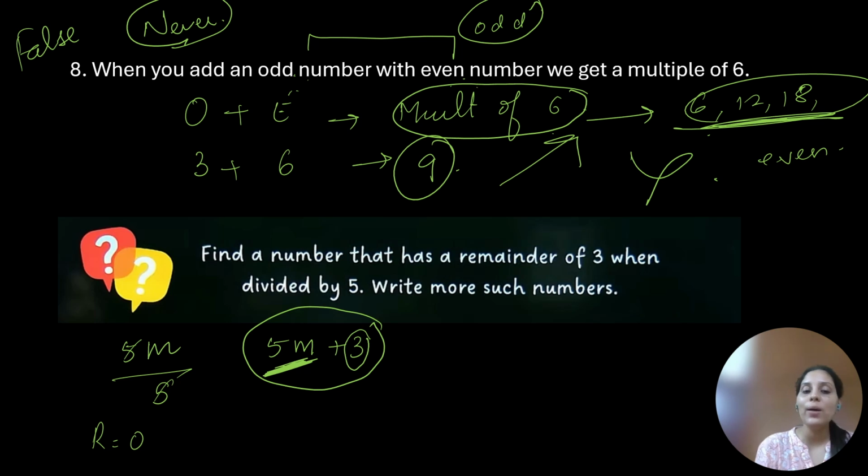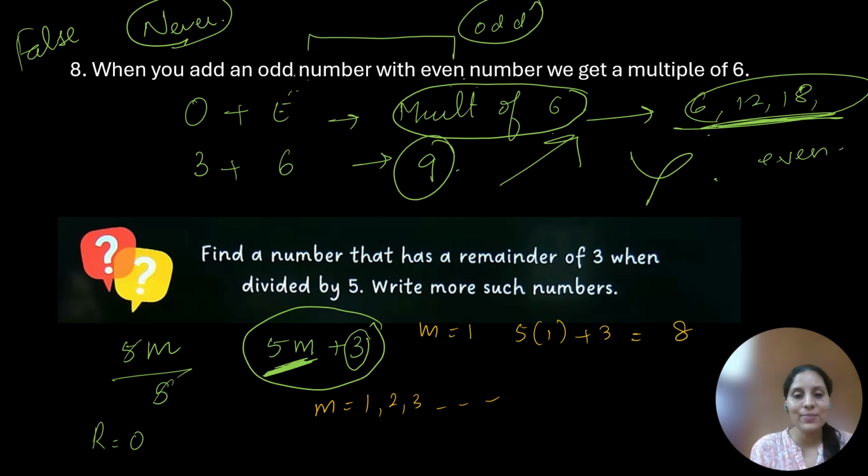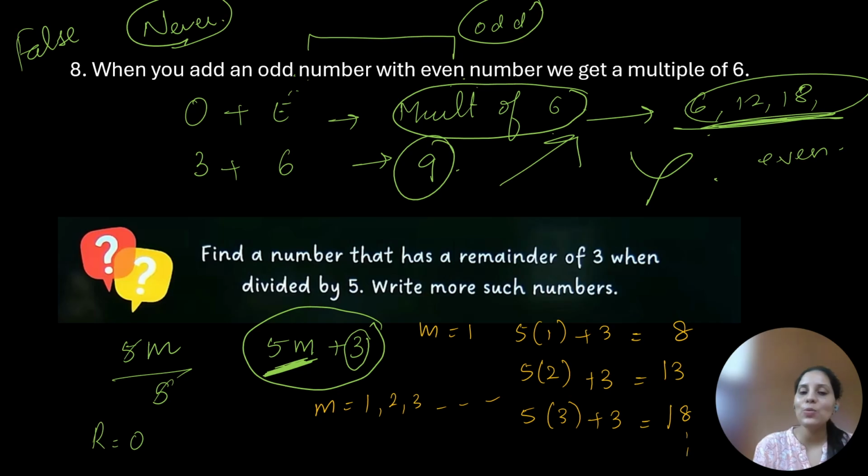Now, to write such numbers, I can assume m to be 1, 2, 3, and so on. If m is 1, 5 into 1 plus 3, 8. If m is 2, 5 into 2 plus 3, 13. If m is 3, 5 into 3 plus 3, 15 plus 3, 18, and so on. These are such numbers which when you divide by 5, you will have 3 as the remainder. So if you identify in algebraic form, it will be easier to write the numbers.